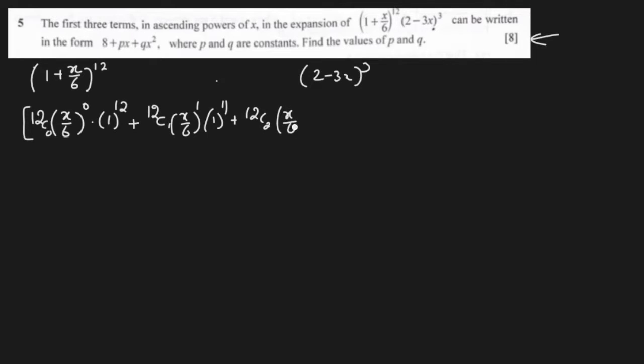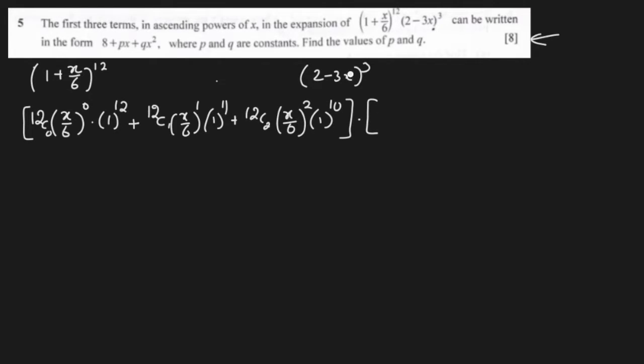All right, so because we are writing ascending powers of x, it should have power 0 first. That's how it will become ascending. If there is 0, the coefficient will be 12C0, and the other term will get all of the exponents, which is 12, since 0 plus 12 is 12. Second term: 12C1, (x/6) to the power 1, and 1 to the power 11. This went up by 1, 12 went down by 1. Then 12C2, (x/6) to the power 2, 1 to the power 10. This is the expansion of the first three terms.